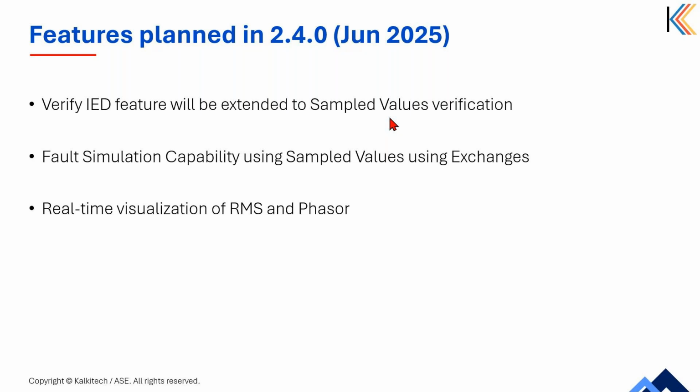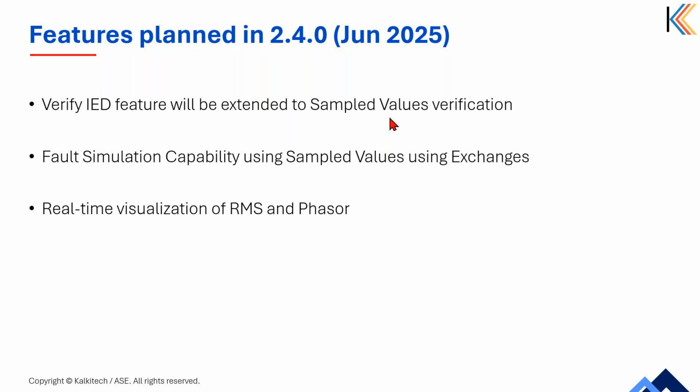And we will also have the fault simulation capability in BNET. Right now you will have to simulate the RMS and angle manually. You can simulate the basic data changes even in the current version, but in the next version you'll be able to simulate a fault, like using an exchange. You'll be able to specify the values, and you can simulate an actual fault in the network.